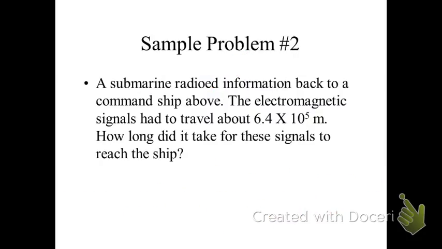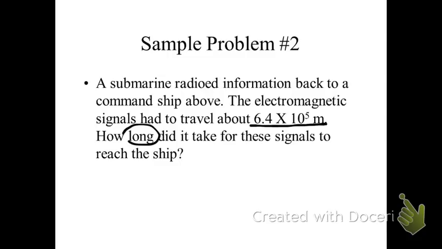So here's another example. A submarine radioed information back to a command ship above. The electromagnetic signals had to travel about 6.4 times 10 to the 5th meters. How long did it take for those signals to reach the ship? Now you'll notice this one's not as cut and dry. It doesn't mention frequency. It doesn't mention wavelengths. So we got to kind of think on our feet.